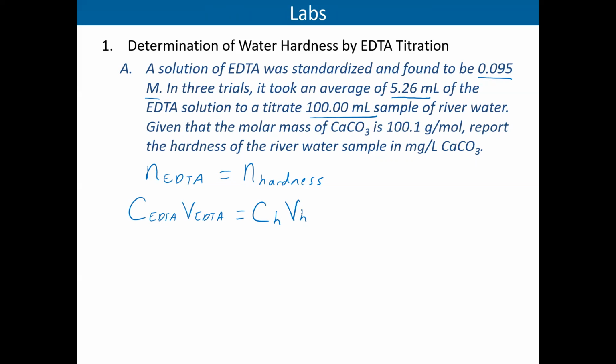Okay, so I'm just going to punch in these numbers here. The concentration of the EDTA is 0.095 moles per liter. And the volume is in milliliters, so I've got to convert that to liters: 0.00526 liters. And then we don't have the concentration of the hardness, so that's actually what we're calculating. Concentration of hardness times the volume, which is 100 milliliters, so that's 0.1 liters.